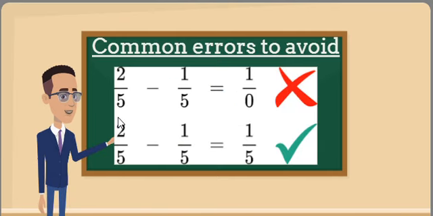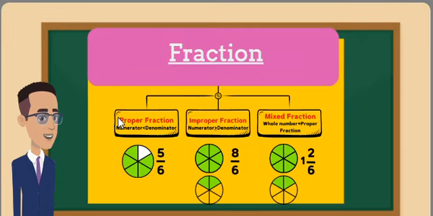Some common errors to be avoided. 2 by 5 minus 1 by 5 is not 0 by 5, it is 1 by 5. So you should keep all these things in mind to avoid the errors. Fractions have three types: proper fractions, improper fractions, and mixed fractions. A proper fraction is a fraction in which denominator is greater than the numerator. For example, 5 by 6.